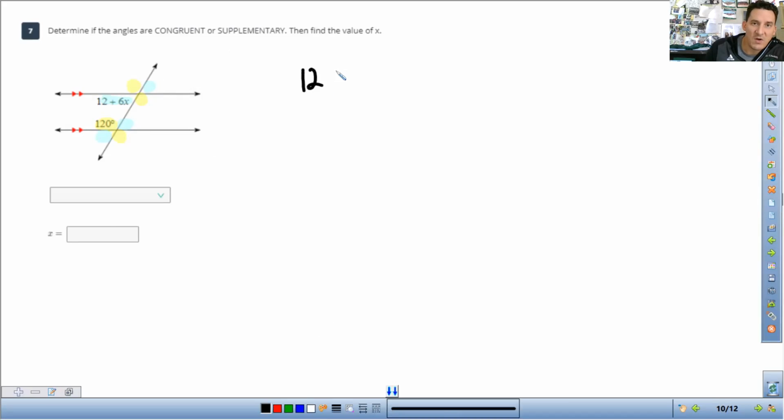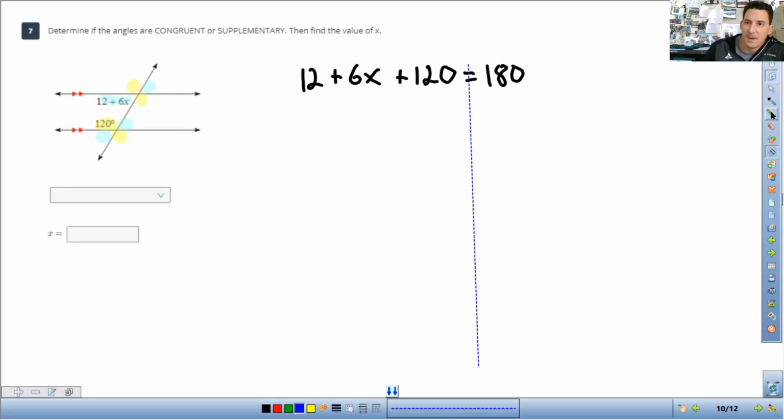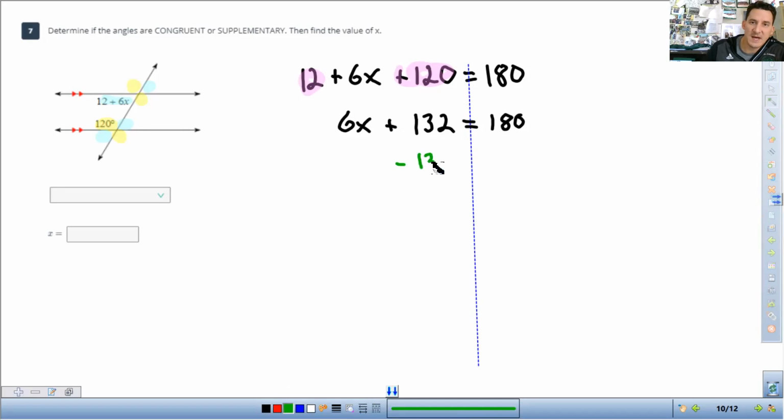So it's going to be 12 plus 6x plus 120 is equal to 180. Combine like terms, I have a 12 plus 120. So 12 plus 120 is 132. So 6x plus 132 is equal to 180. Subtract 132 from both sides. It cancels out. You get 6x is equal to 48. 180 minus 132 is 48.